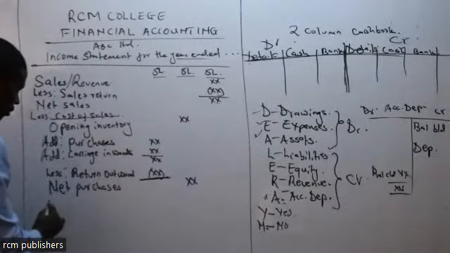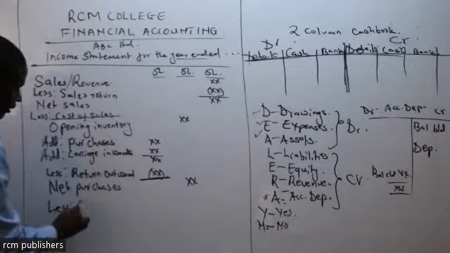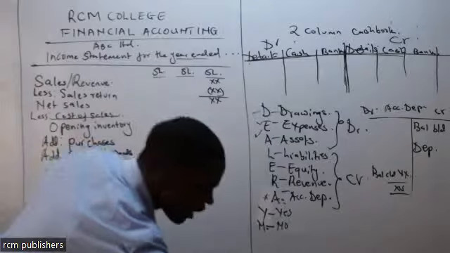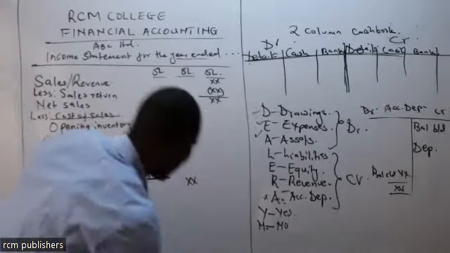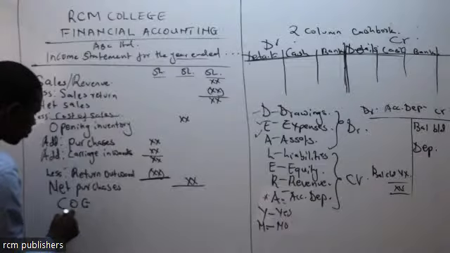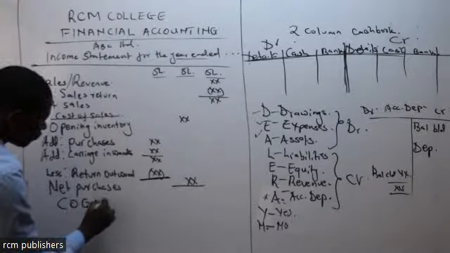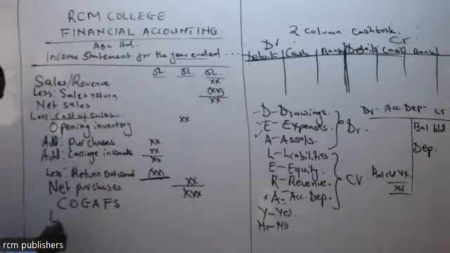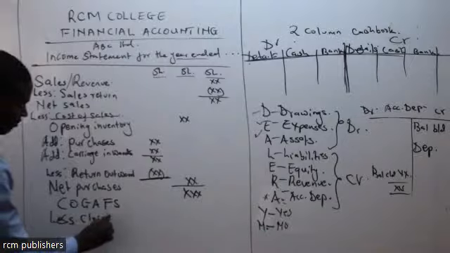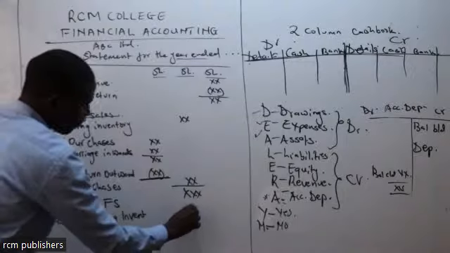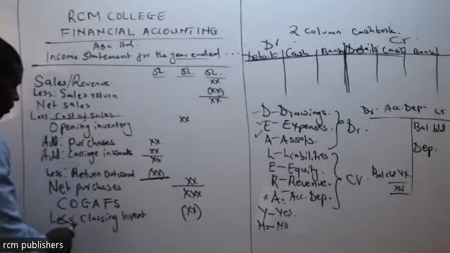And then we less what? We less the closing inventory. No. Before then we have COGS. You have COGS. COGS hapa. Tunaitaga COGS, cost of goods available for sale. Unaweza ita hivyo. And then we less what? Less closing inventory. Tafadhali. Closing inventory, hii usisahau kwamba huwa tunatoa. Watu wengine huwa wanaweka hapa.